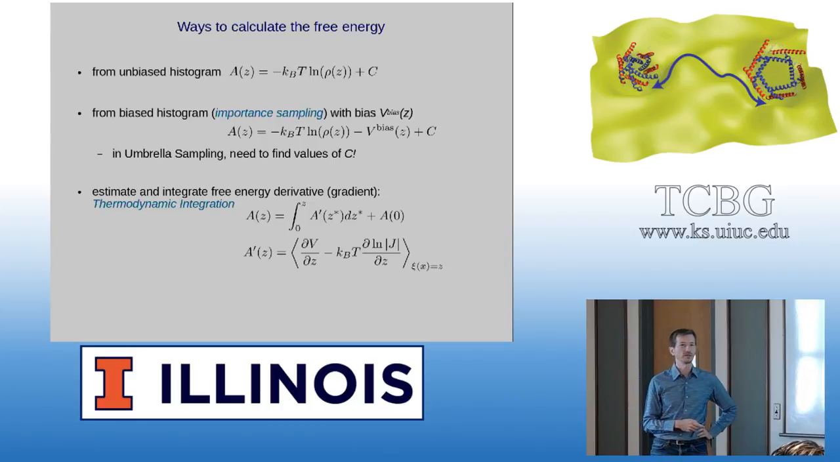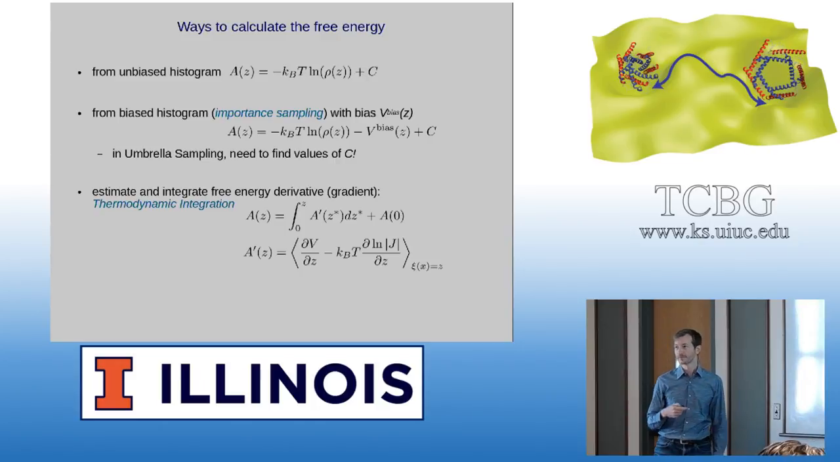So how would we estimate this from simulations? The simplest way would be from this unbiased histogram. Once you observe this histogram, this density rho of z, then you get the free energy by taking this Boltzmann inverse, as we call it, minus kBT times log of it. And there is a constant here, which doesn't really matter, because the only thing that's really significant are differences of free energy. So the constant is not very important.